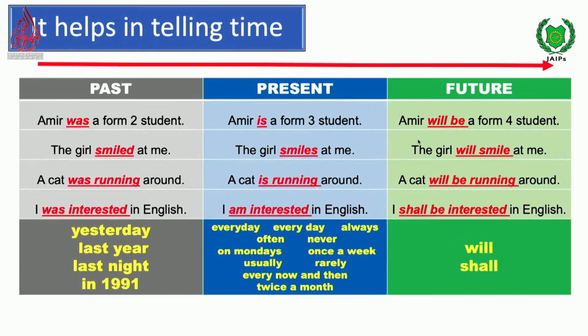Okay, for example, Amir will be. Before that, Amir is. Okay, in present tense we use is, and in future we use will be. Okay, look here. The girl smiles at me for present tense, but when we use will in future tense, the girl will smile. No s. Okay, make sure no s behind it. Okay, it should be something like will cry, shall talk, will read, shall stay without s. Because when you use will cries, shall talks, will reads, shall stays, that are all wrong.